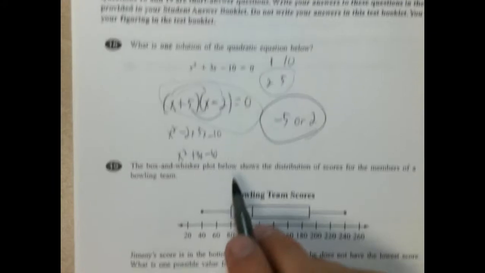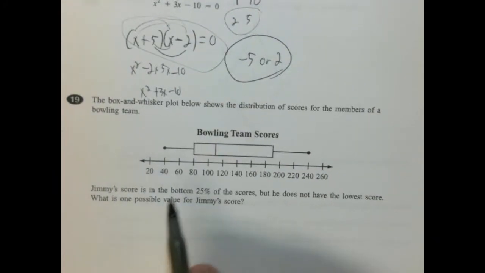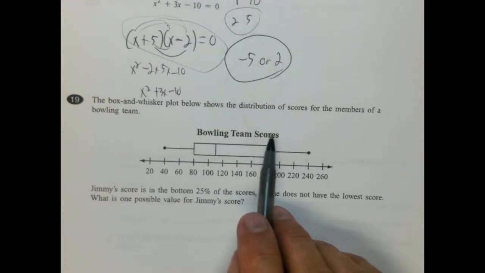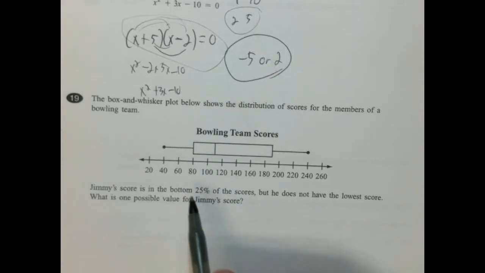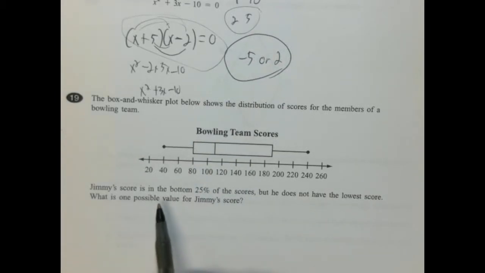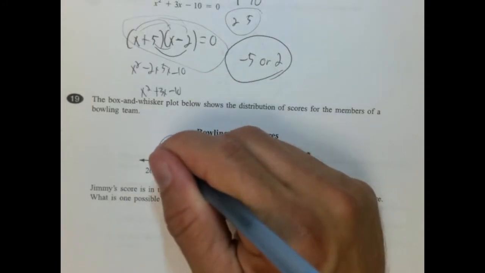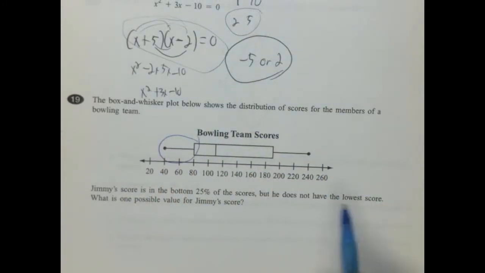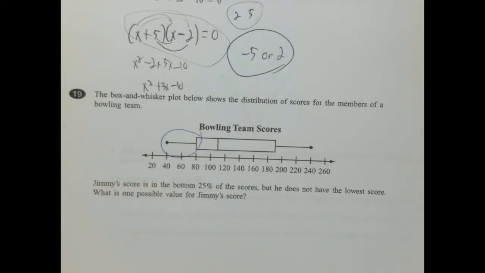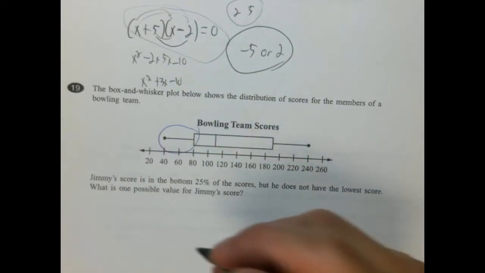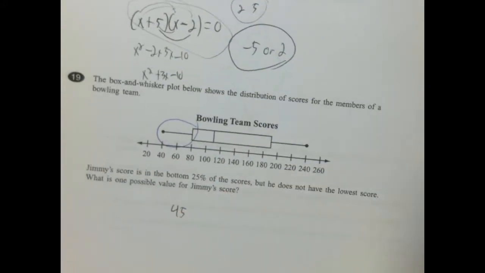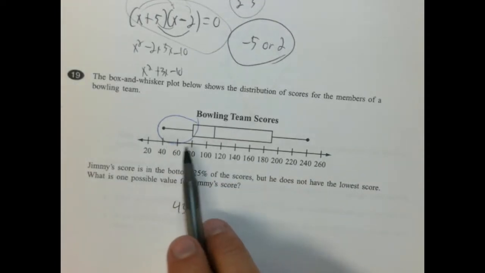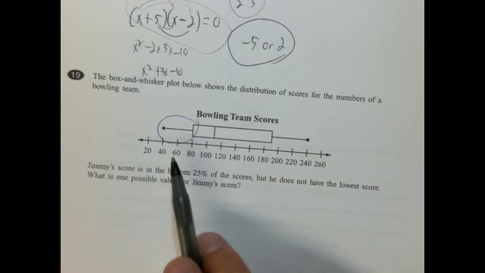The box and whisker plot below shows the distribution of scores for the members of a bowling team. Okay, Jimmy's score is in the bottom 25% of the scores, but he does not have the lowest score. What is one possible value for Jimmy's score? All right, so the bottom 25% is right here, but it's not the lowest score, so he's not 40. So he could have 45. I mean, anything between 40 and 80, not including either.